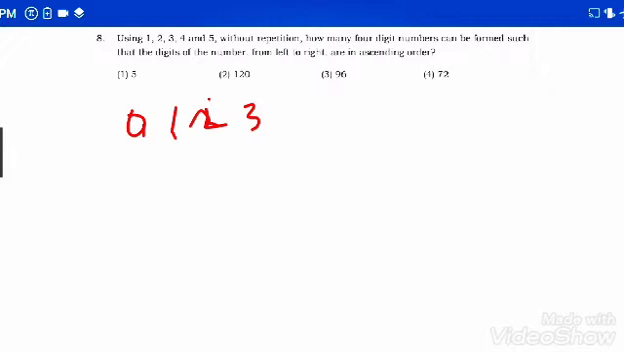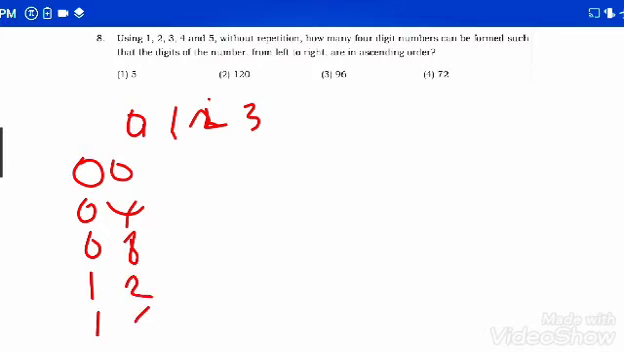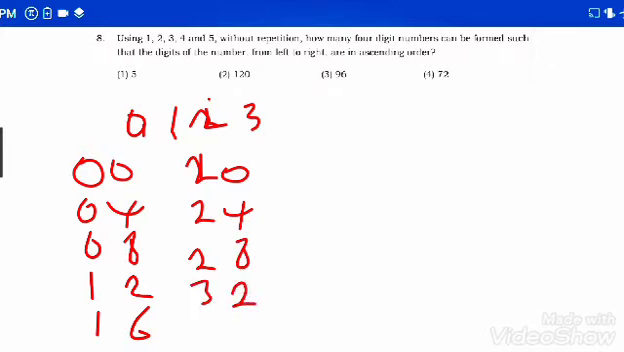So let's bring out the multiples of 4. We have 00, 04, 08, 12, 16, 20, 24, 28, 32, 36, and 40. Let's stop here because we've already entered digit 4, whereas our highest digit here is 3.